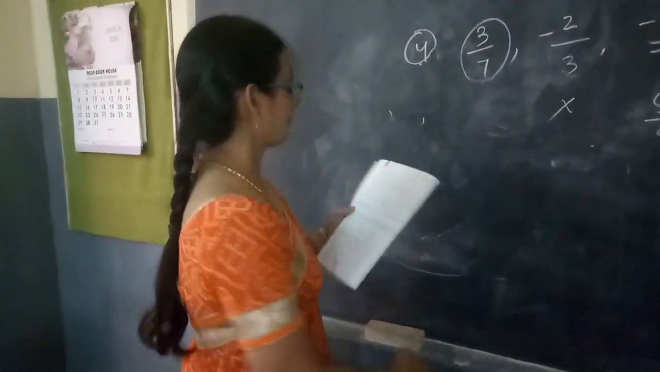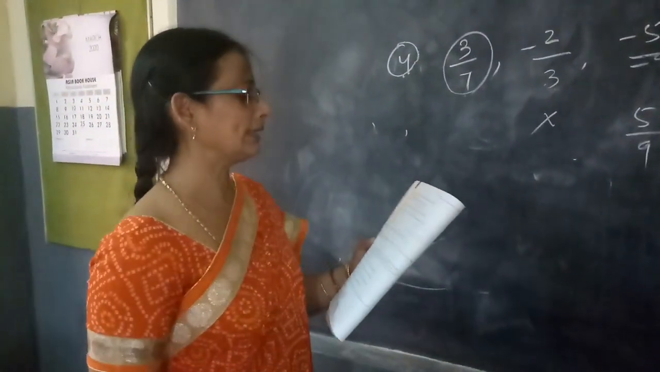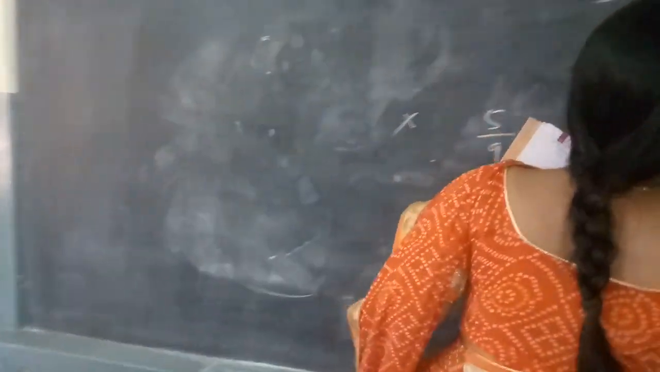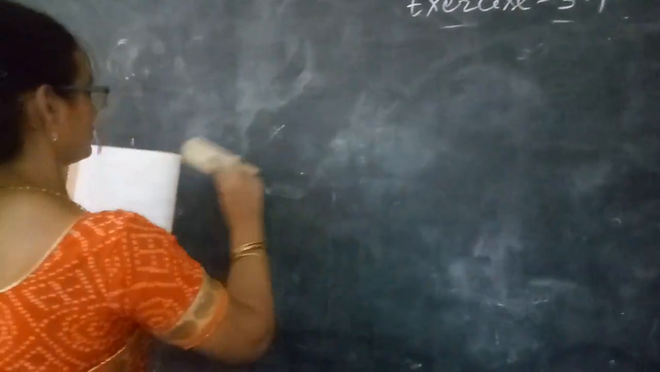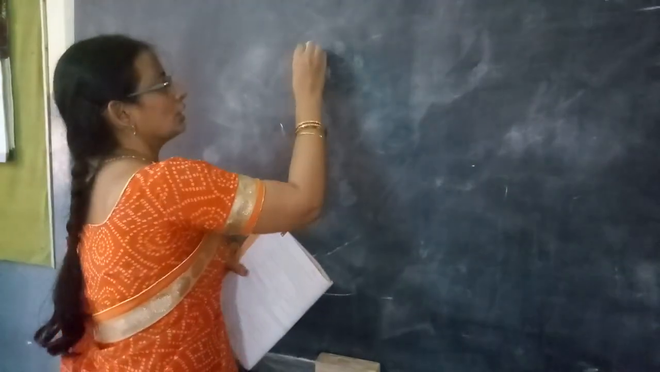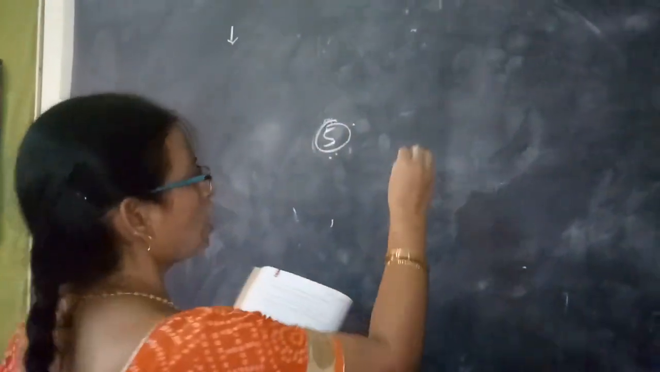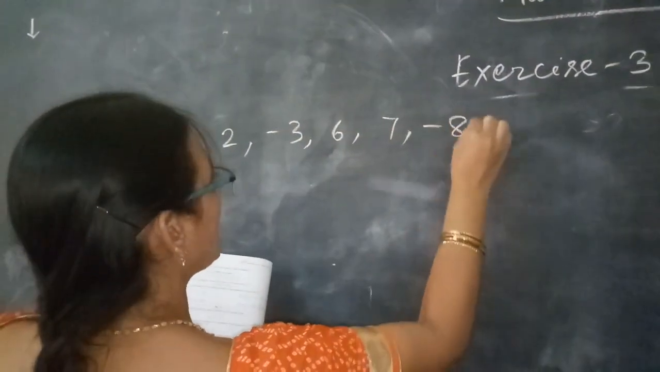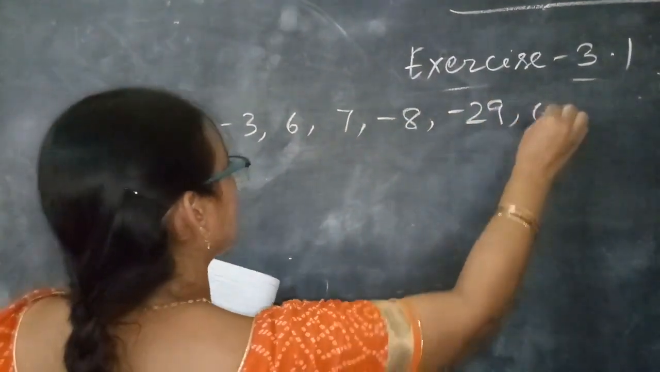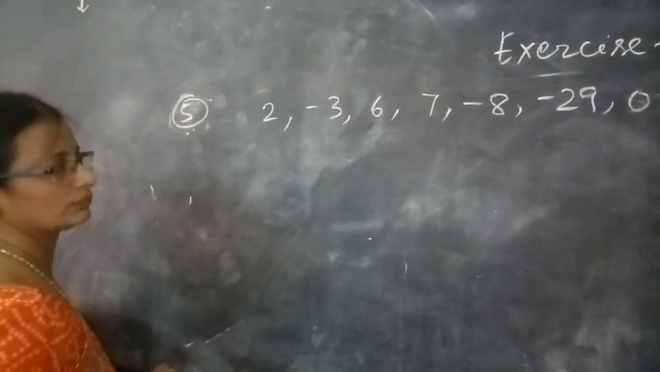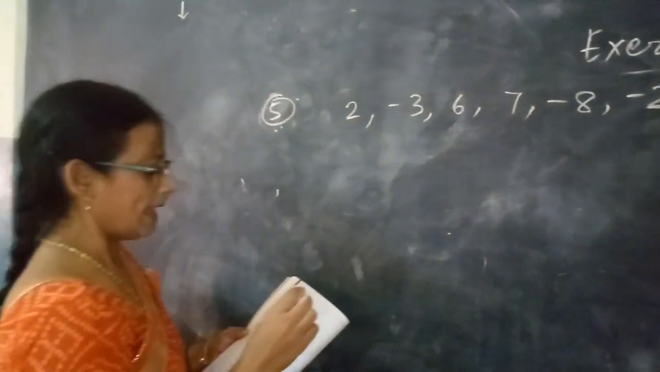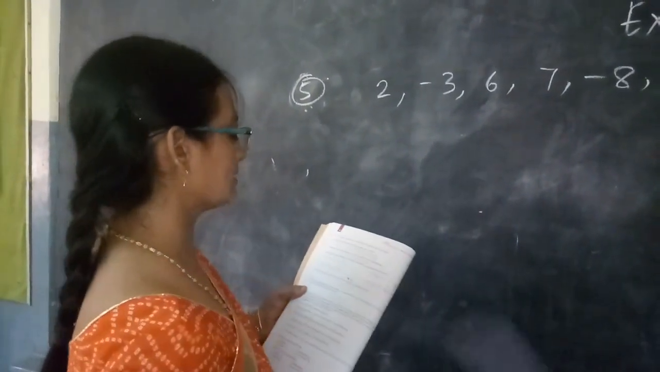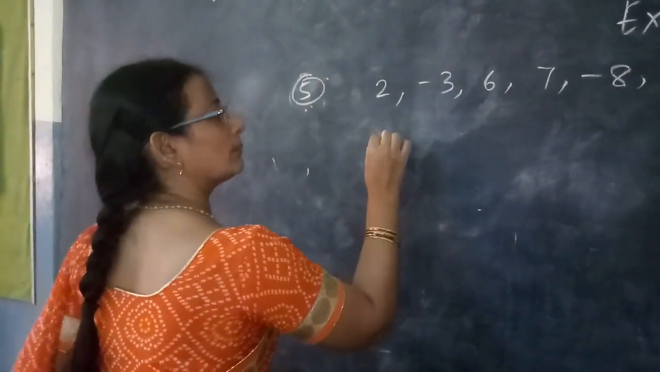Write the following integers as rational numbers. That is the fifth question. That is easy. Only you have to write 1 in the denominator. 2, minus 3, 6, 7, minus 8, minus 29 and 0. So we have to write them as rational numbers.